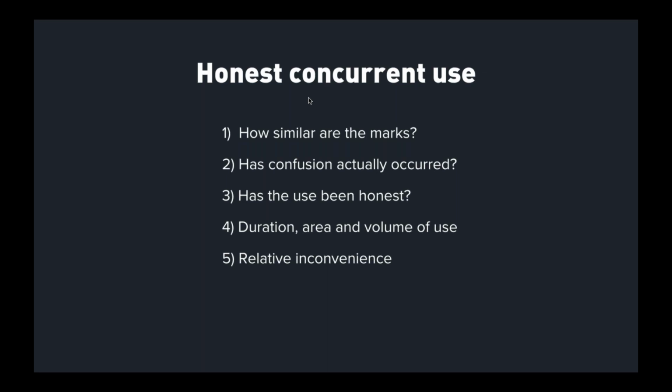First, they will be looking at how similar the marks are to determine the degree of likely confusion. They will closely compare your trademark with the earlier trademark, as well as the goods or services that are being sold using the trademarks, to assess how similar the marks are overall. They will also look at where the trademarks are being used within Australia.